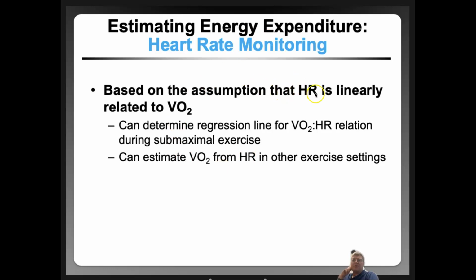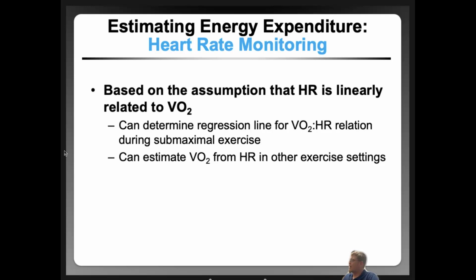So based on the assumption that heart rate is linearly related to O2 or VO2, they can determine a regression line to your heart rate. So this can estimate your VO2 from your heart rate in other exercise settings. So this is how your Apple Watch can say you have a VO2 max of this. It's really estimating it off of your heart rate and your steps and what you're doing. And again, it's using data and formulas from other things to try to give you that number. May or may not be accurate is the thing.